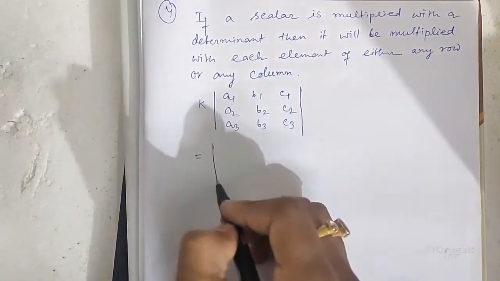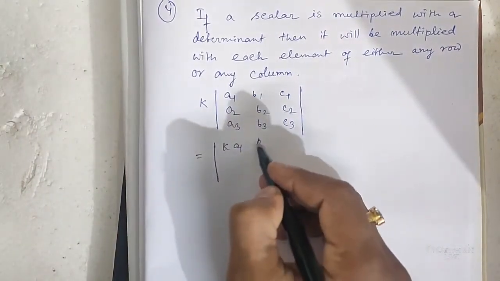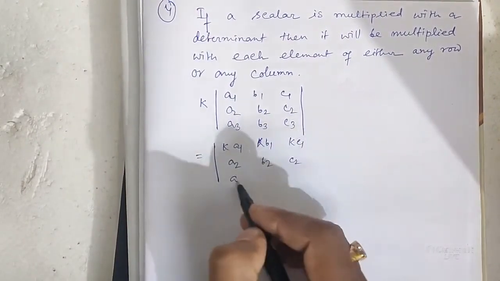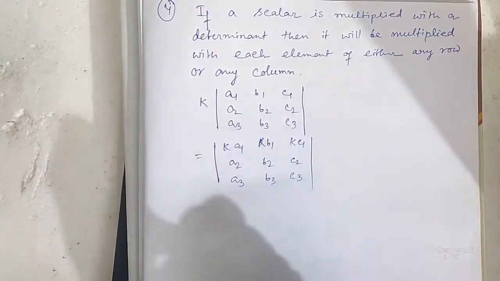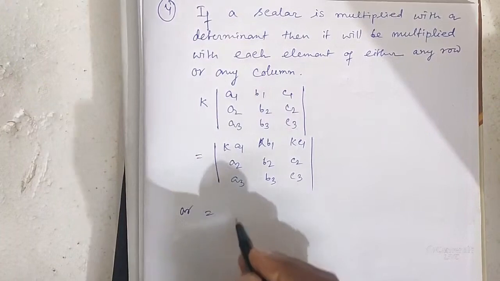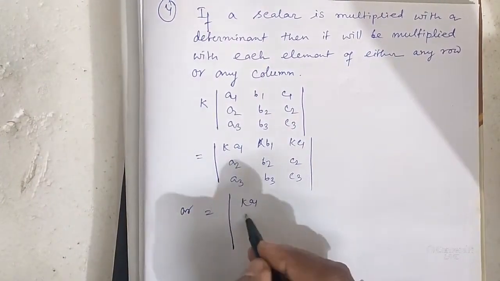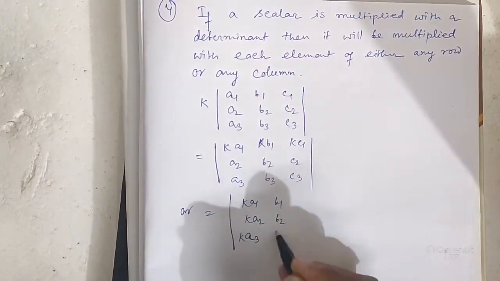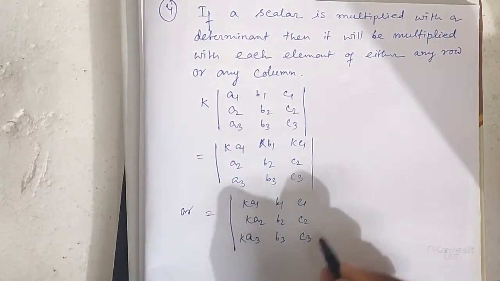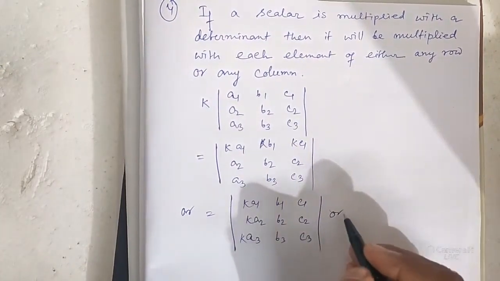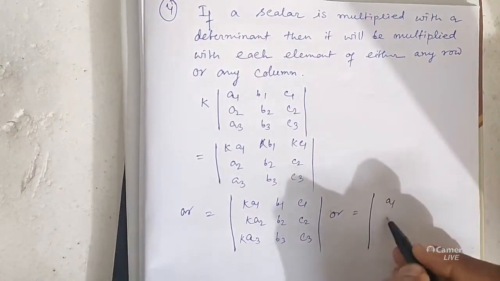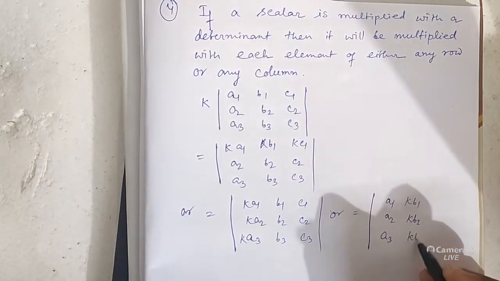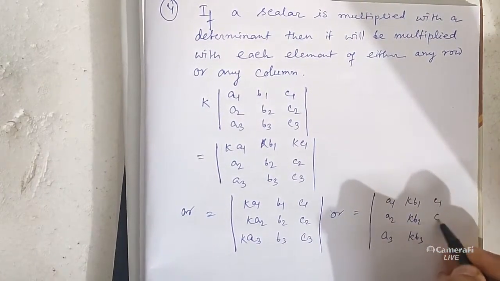So you can write this as ka1, kb1, kc1, a2, b2, c2, a3, b3, c3. Or you can write it ka1, ka2, ka3, b1, b2, b3, c1, c2, c3. Or you can write it as a1, a2, a3, kb1, kb2, kb3, c1, c2, c3.